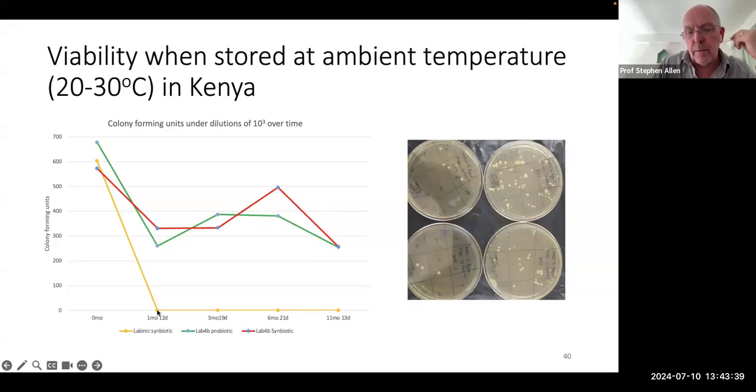Of course, we've got Labinic formulated in a powder, not in the MCT oil, which is normally used, because we wanted it as a symbiotic. But the Lab4B did very well. There was some drop off, but then they maintained viable counts for almost up to a year. So we know that, if we think we need to, we can increase these counts by putting more bacteria in the capsules. That's fairly simple. So we think this intervention could be delivered quite happily without a cold chain.